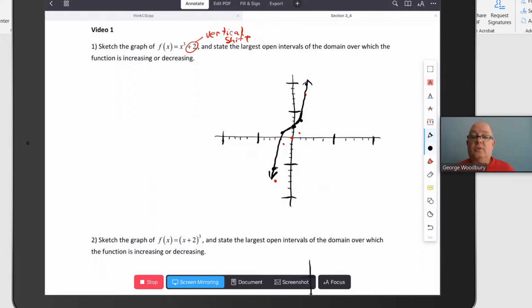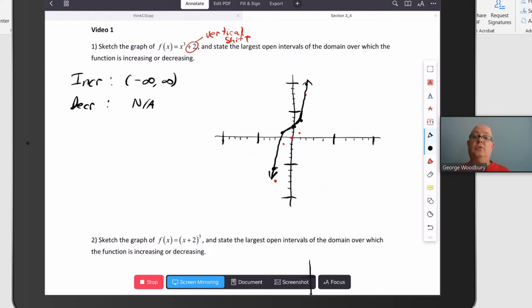Now it does ask for the largest open intervals of the domain over which the function is increasing or decreasing. And so we measure increasing or decreasing from left to right. And as we look from left to right, this function is always increasing. So that would be -infinity to infinity. Decreasing, it doesn't decrease at all.